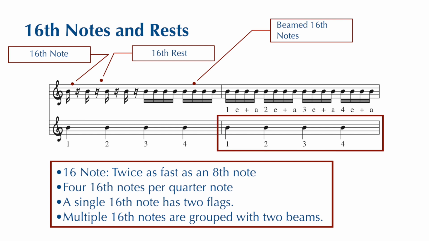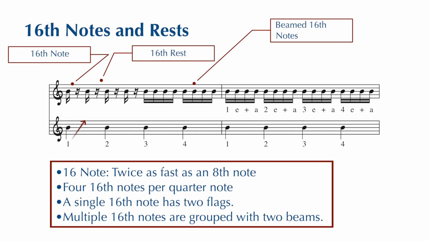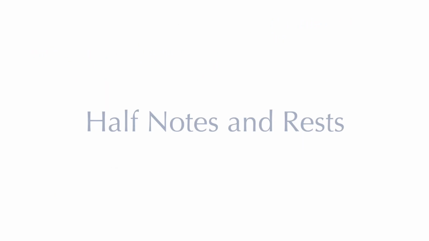While the quarter note is counted 1, 2, 3, 4, 16th notes are counted 1E and a 2E and a 3E and a 4E and a. And here we have a 16th note rest.